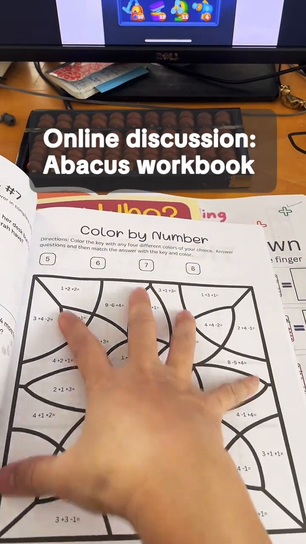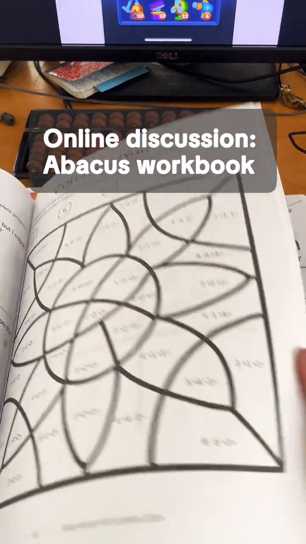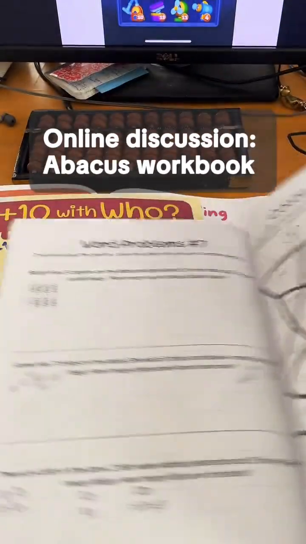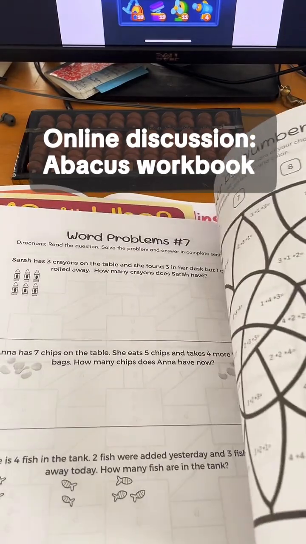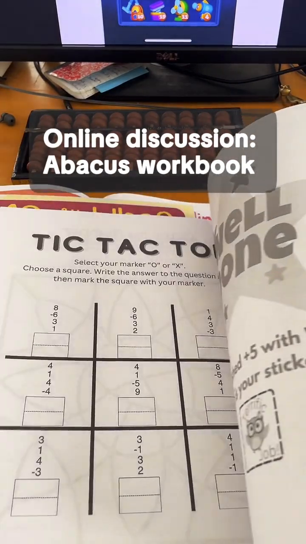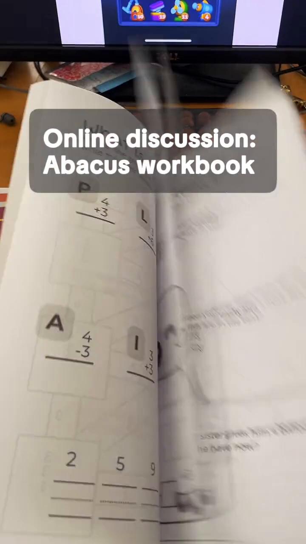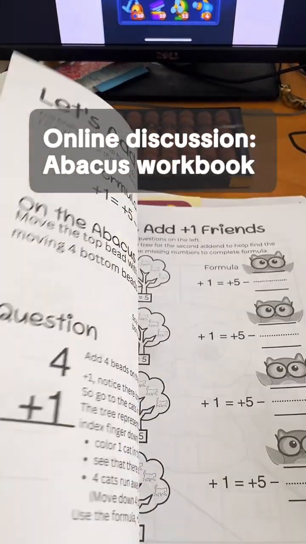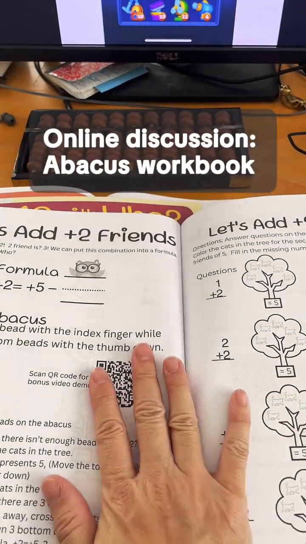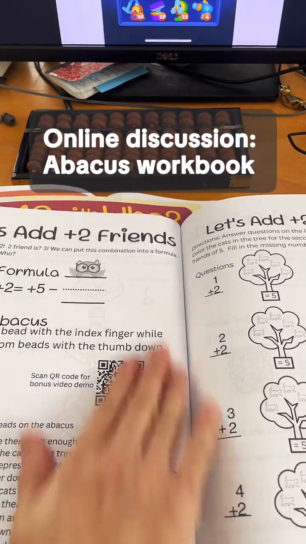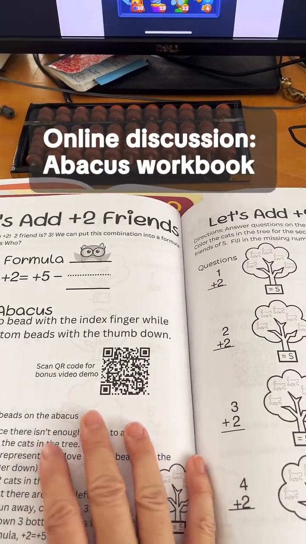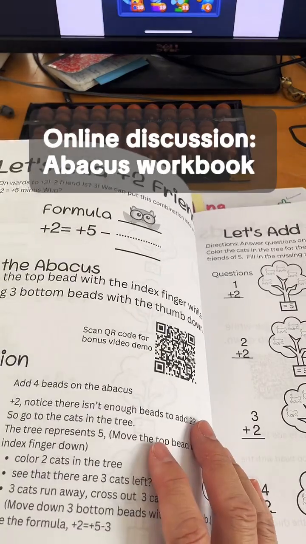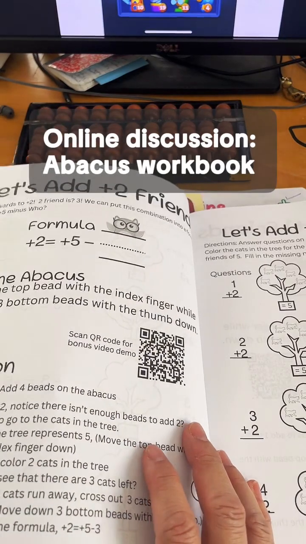Anyways, I have the color by number, and I have word problems in this one. I've got to add word problems to my other ones, and this one was just talking about the 5 frame. There are instructions on how to do it. If you don't want to take my online class, I do have instructions, so it can be not creepy at all.